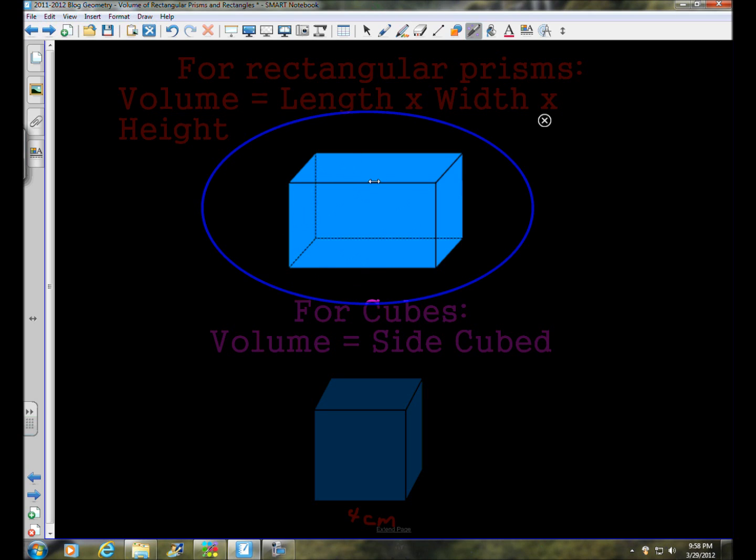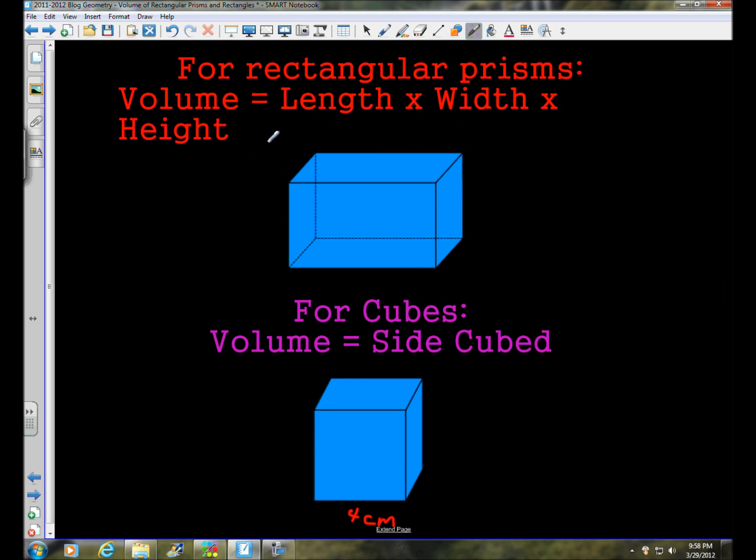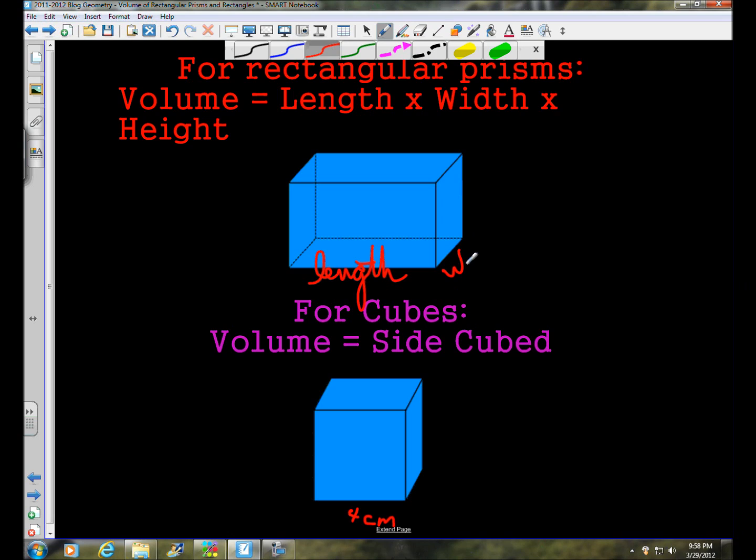So, for the rectangular prism, we do have a formula for finding its capacity or volume, and that would be length times width times height. And if you look back to our study of area, we had a length and a width. So I'm going to write that right on there. This will be our length, and this will be our width, how wide it is.